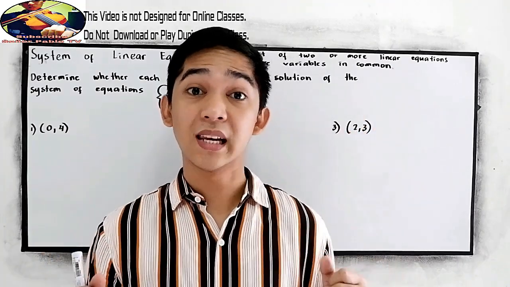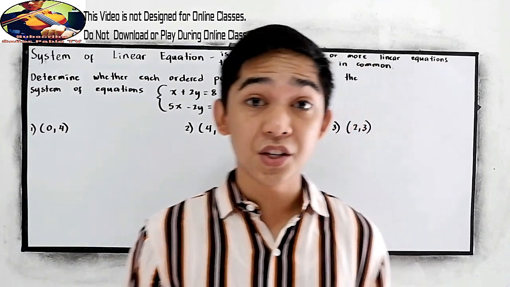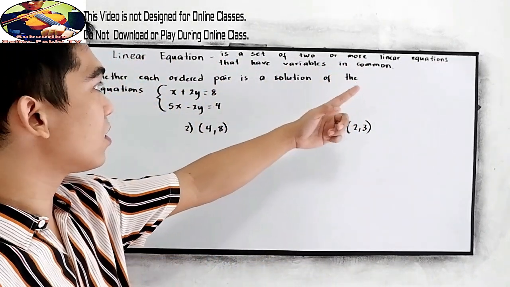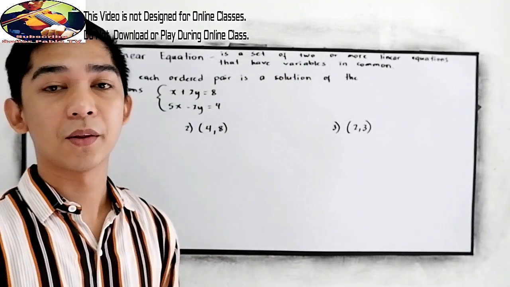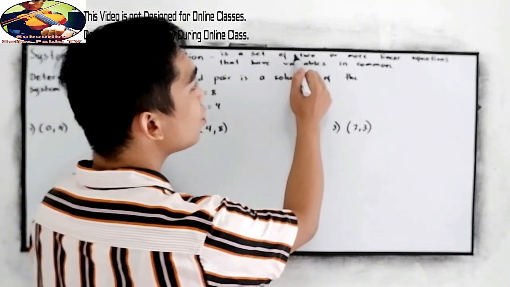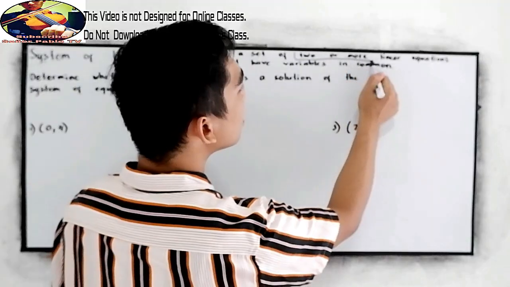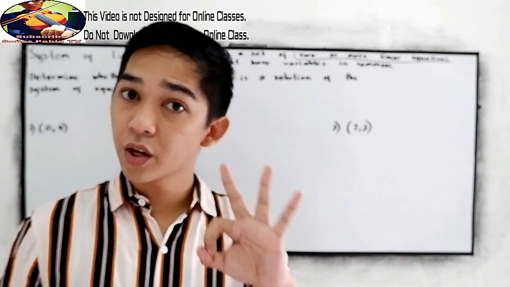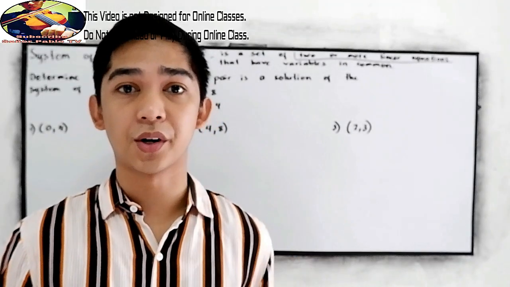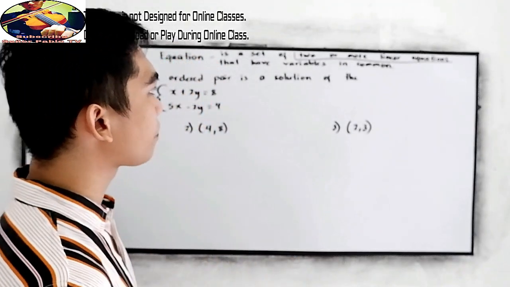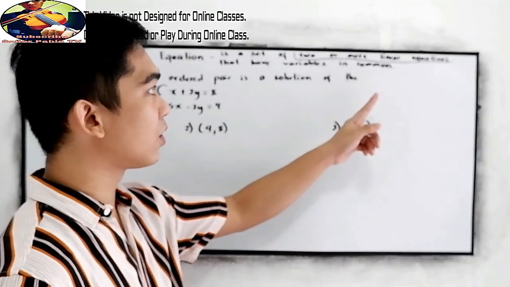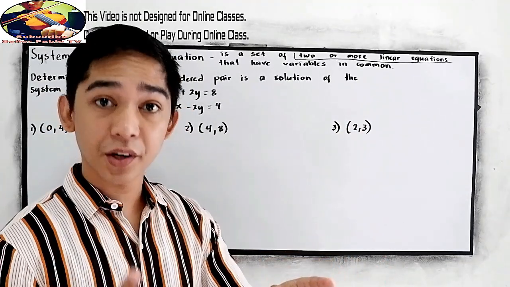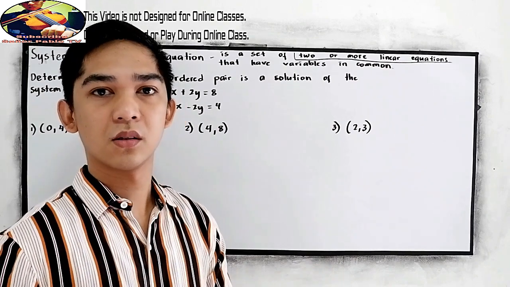So let us define what is a system of linear equation. A set of two or more linear equations that have variables in common. So notice that we have two or more linear equations. So possibly we have three equations or two equations or more. And notice that since this is a linear equation, you will also be encountering two variables or three variables.